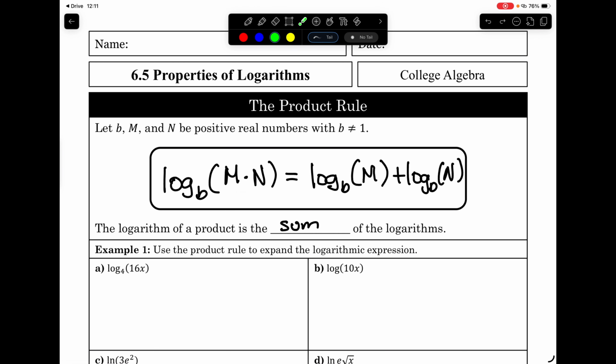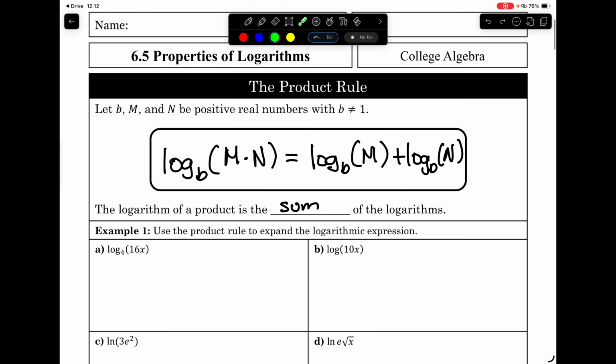I wouldn't say it's distributing, but it's very similar to your exponential properties, where if I am multiplying two powers, like x to the power of n times x to the power of m, I add those exponents together. So very similar again to this exponential property, but for logs. Well, let's put it in play and see how this works.